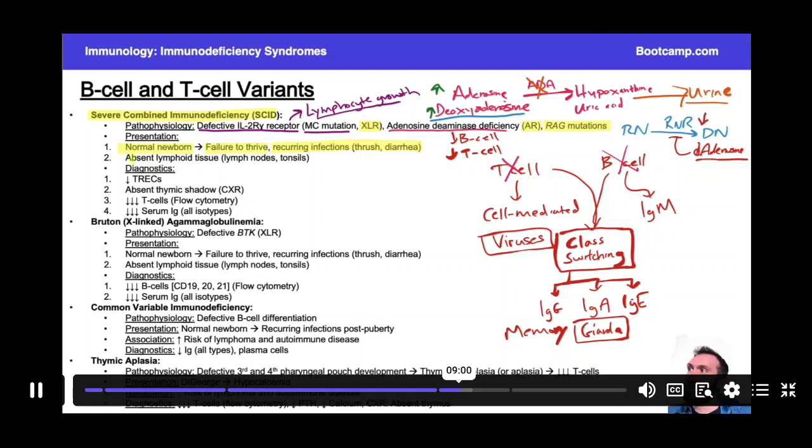You can also see absent lymphoid tissue. Now, the point here is you want to be kind of sharp on what in the lymphoid tissue is involved. Let's say I biopsy a lymph node, and I tell you that this lymph node has little to no follicles or very small follicles or very small germinal centers, for example. What am I basically telling you?